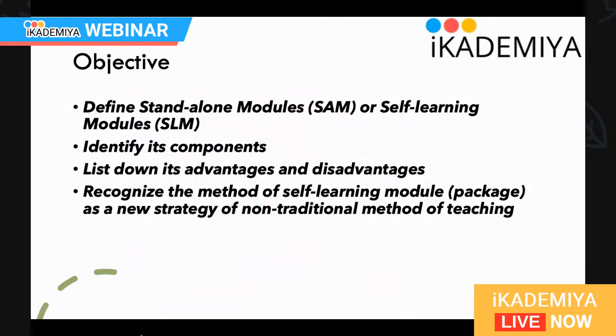Now, in this session, I will share with you what the different standalone modules or self-learning modules are. Some call it SAM, some call it SLM. What are the different components of these standalone modules? What are its advantages and disadvantages? And we will recognize the role of the self-learning module as a new strategy or as our remedy for this pandemic.